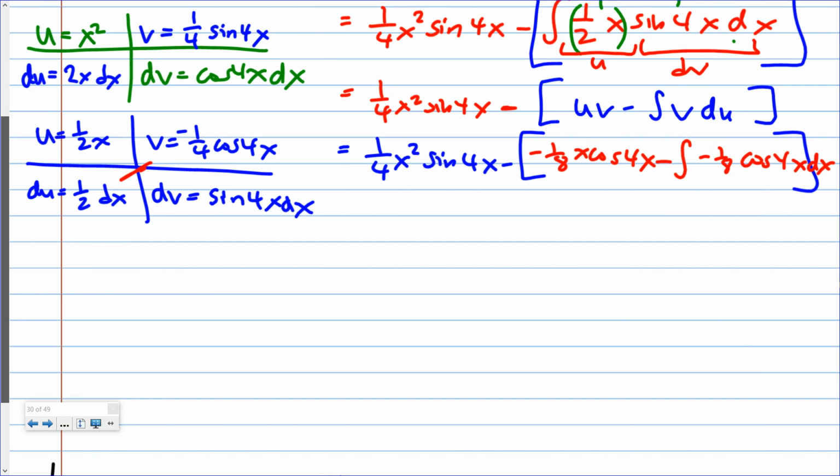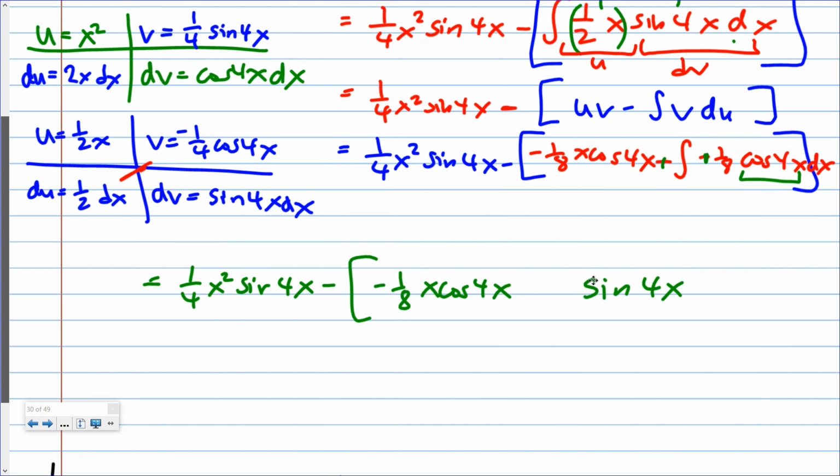Okay, so let me rewrite this whole right side. What I have is negative 1/4 x squared sine 4x minus negative 1/8 x cosine 4x. Okay, do you see this as a negative negative? I'm going to change that to a positive. The integral of cosine 4x is going to be sine 4x, and this will be plus 1/32 divided by 4. You guys good so far? I know I'm going fast, but I wanted to finish this. Good so far? Okay, this is my answer, guys.